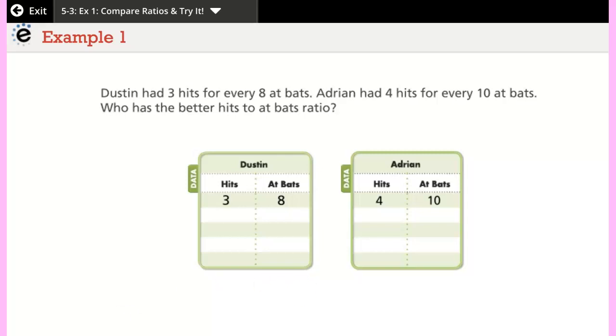Looking at this one, remember yesterday we said that we could do a cross product to check which one has a better score, which one is greater, or which ratio is better. So you could use that, or you could simplify using decimals or simplified fractions. But let's see what strategy this gives us.